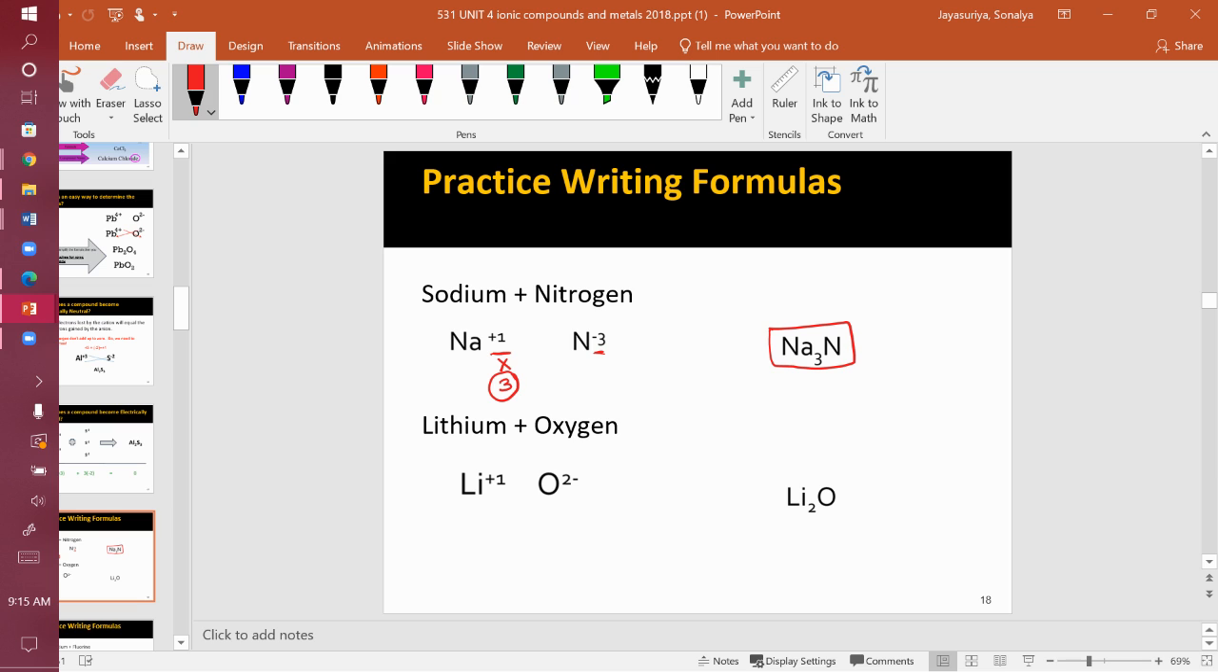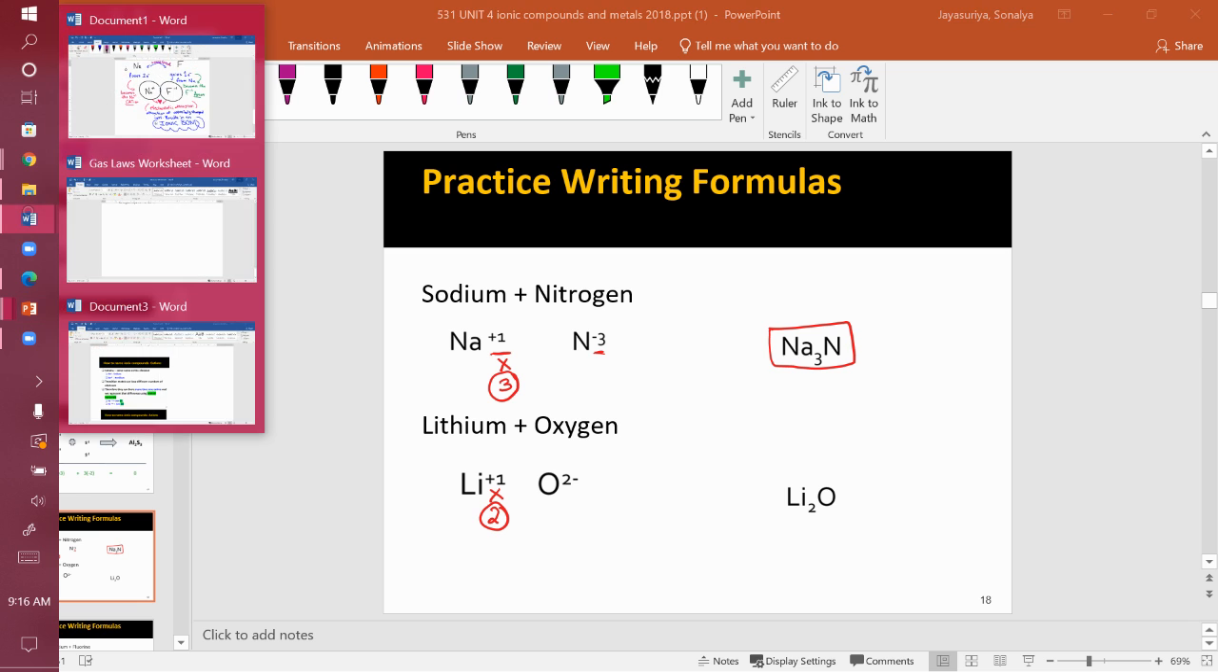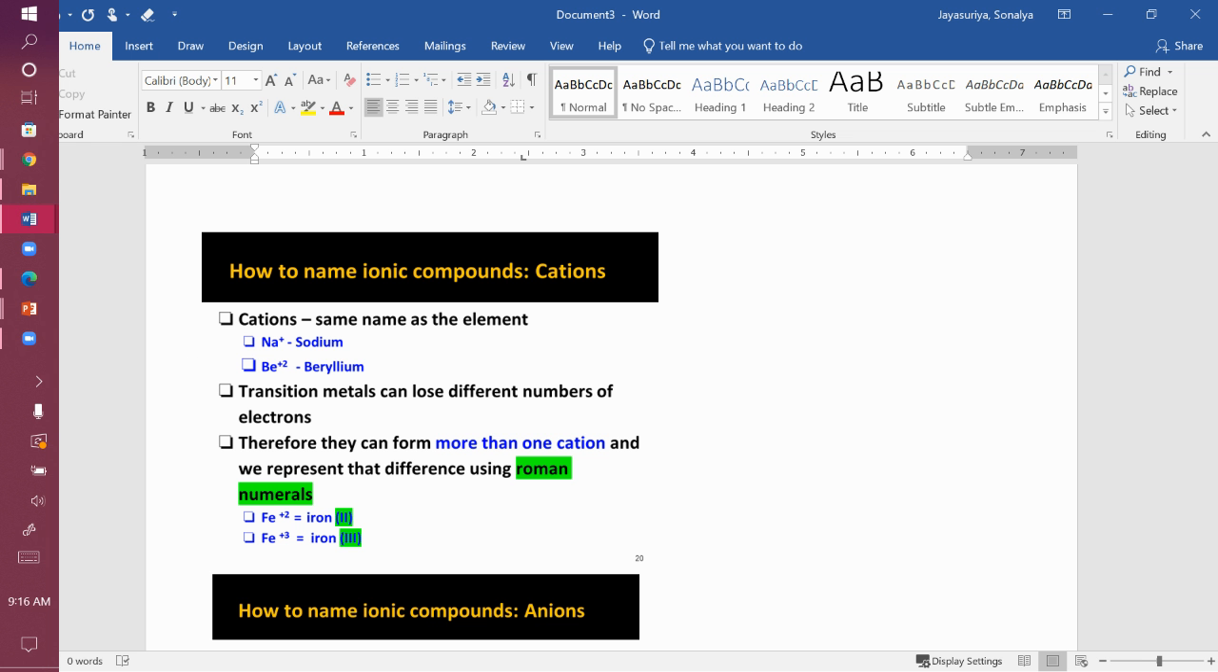Lithium was plus 1 because lithium was in group 1, and oxygen was minus 2 because oxygen is in group 16. And plus 1 times 2 gives us plus 2. So Li2O is our compound because plus 2 and minus 2 cancel out. Okay, so today we're going to be going a little bit further and learning how to name your ionic compounds.